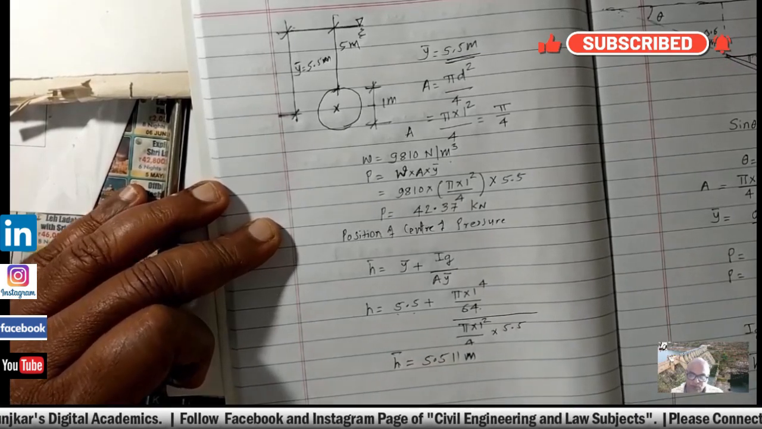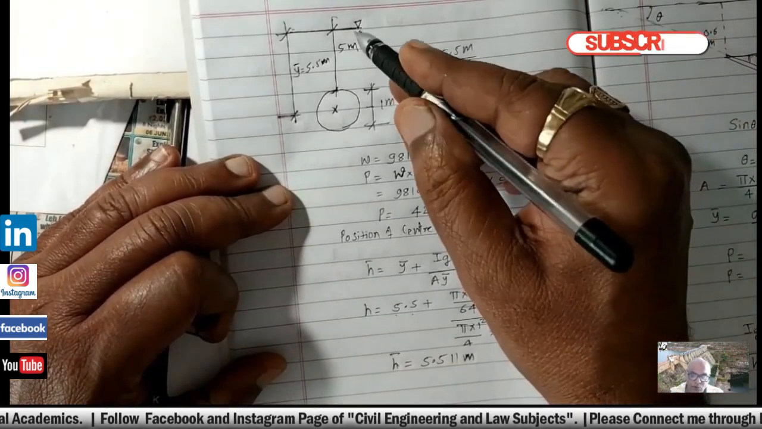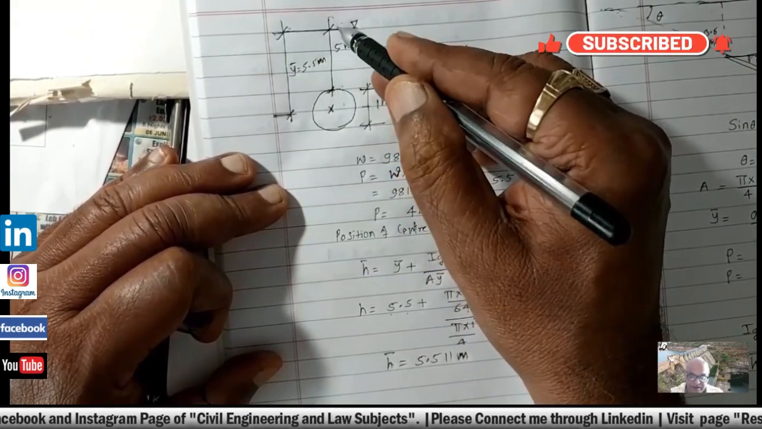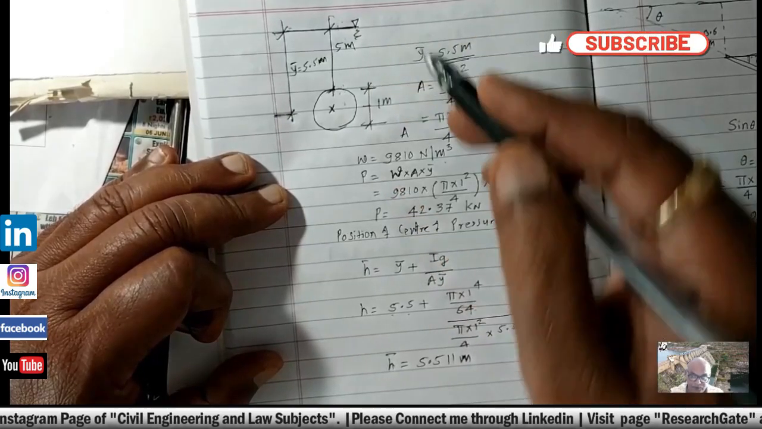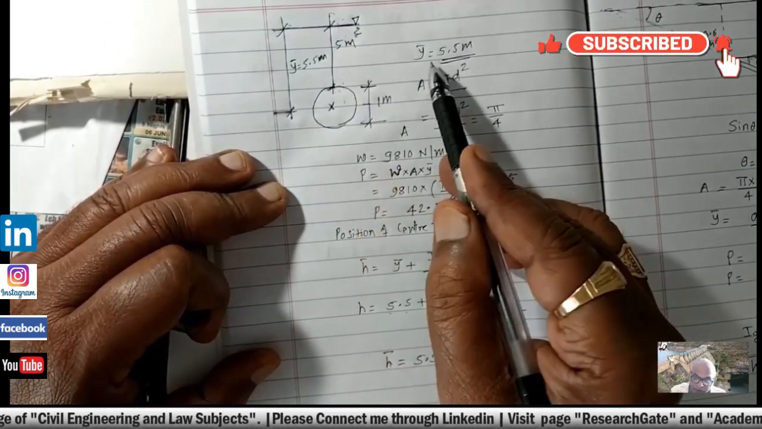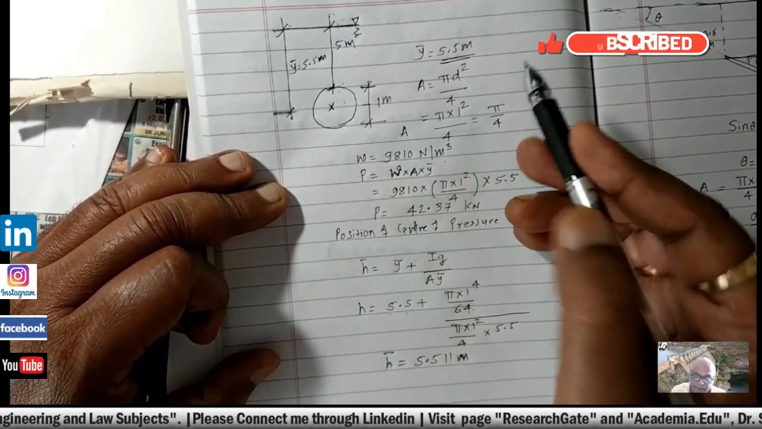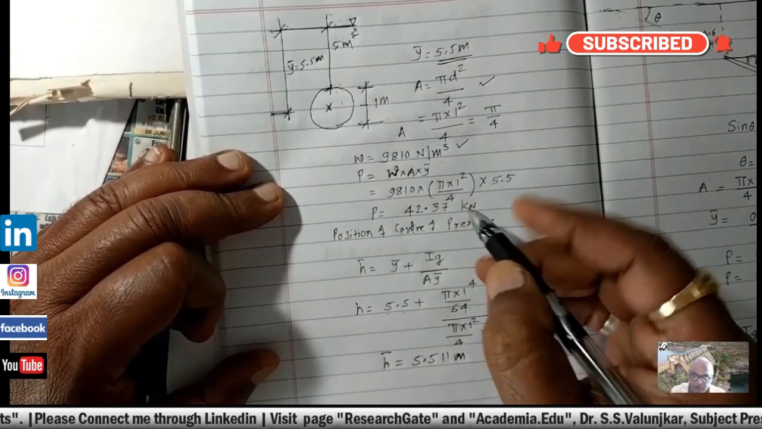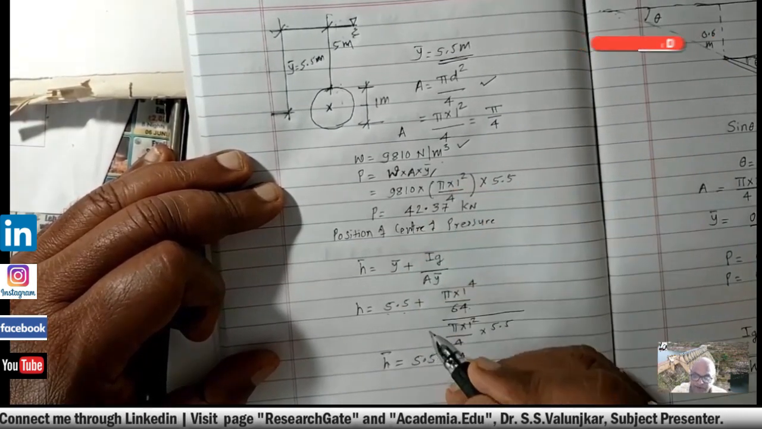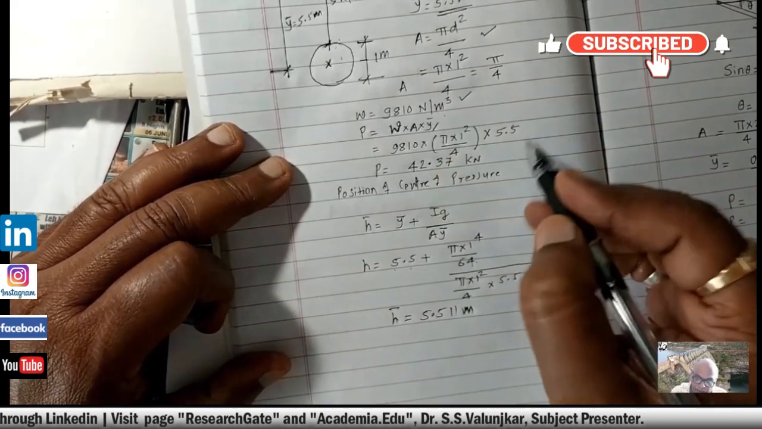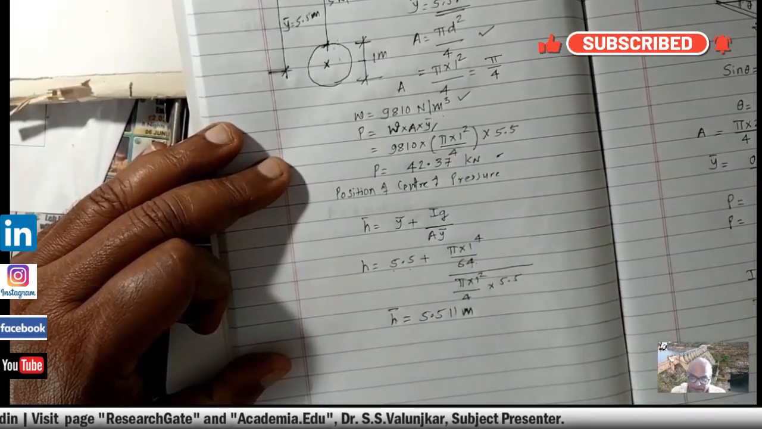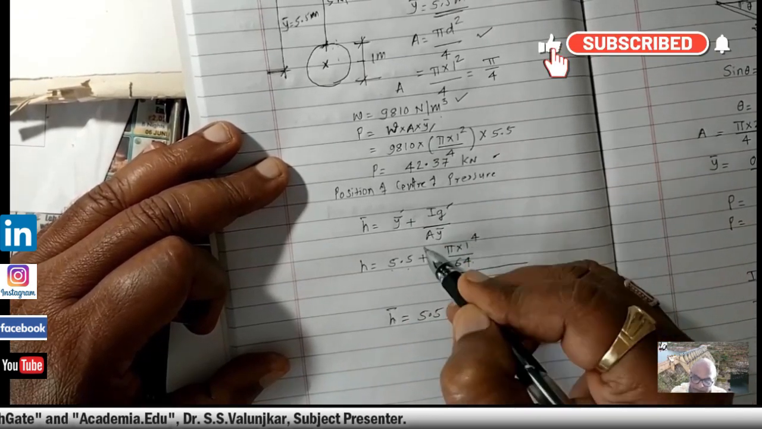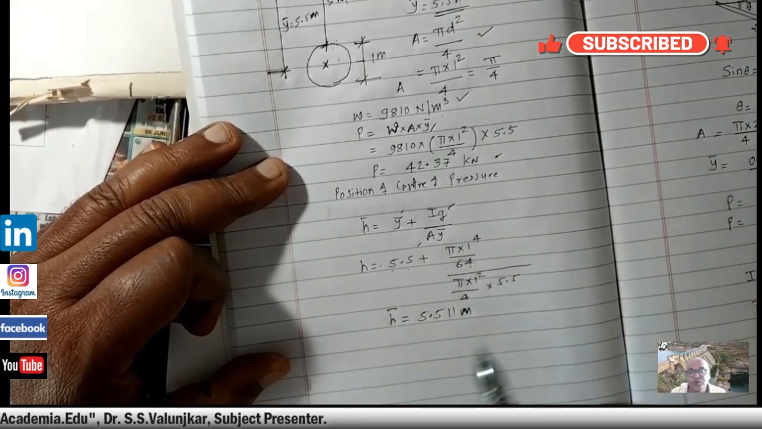So here what we have to do, every time this depth will change: 5.5 meter, 6 meter, 6.5 meter, 7 meter, 7.5 meter, 10 meter and so on. So the Y bar value will change here. A will remain the same. W will remain the same. So the only thing that changes every time is Y bar. Therefore the P value will change: P1, P2, P3, up to P10. And because Y bar is changing, and Ig and A are constant, H bar is also changing here.